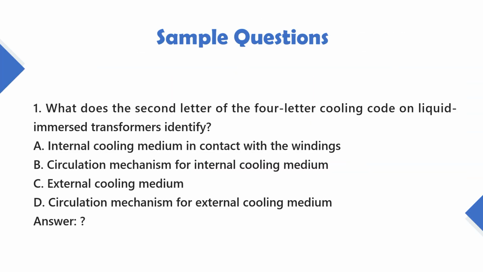1. What does the second letter of the four-letter cooling code on liquid-immersed transformers identify? A. Internal cooling medium in contact with the windings. B. Circulation mechanism for internal cooling medium. C. External cooling medium. D. Circulation mechanism for external cooling medium.